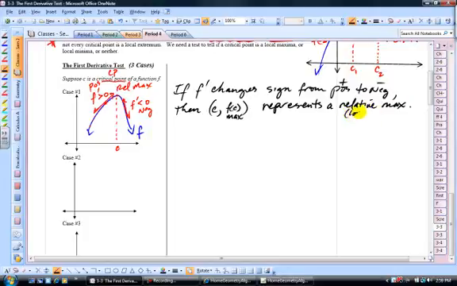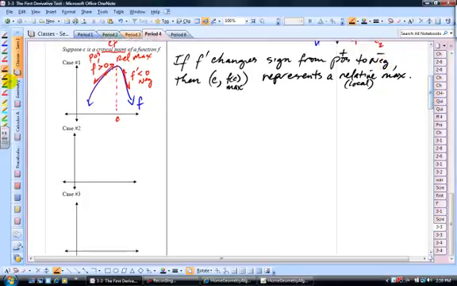Some people call that local max, but in this class we're going to use the term relative max. So if there's a change in sign from positive to negative, the function must go up and then back down, which kind of looks like a hill, and we have a relative max at the very top. That's one possible case. The next possible case looks like this right here.